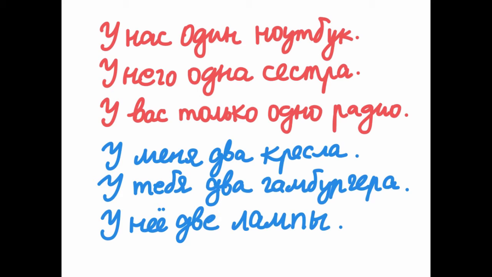Take a look at these examples. У нас 1 ноутбук. У него 1 сестра. У вас только 1 радио. У меня 2 кресла. У тебя 2 гамбургера. У нее 2 лампы.